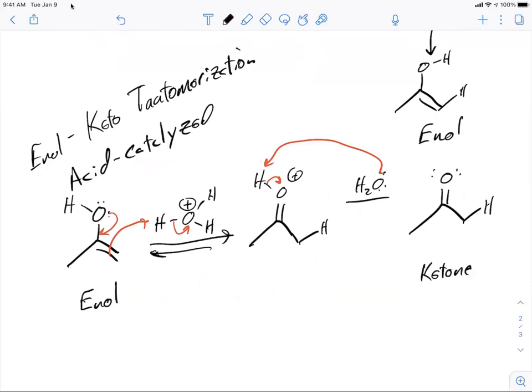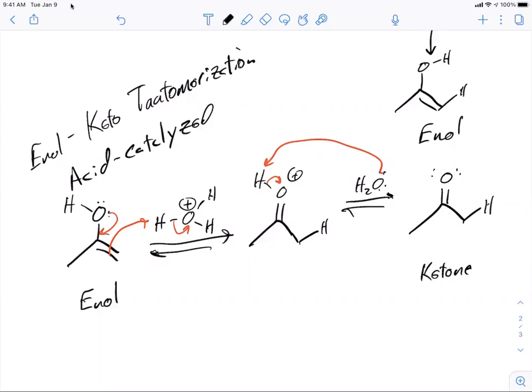And the ketone form is just more stable than the enol, so this reaction drives forward. Questions about this mechanism? Okay, if I was somebody that was going to study this mechanism, I would study the enol keto tautomerization.